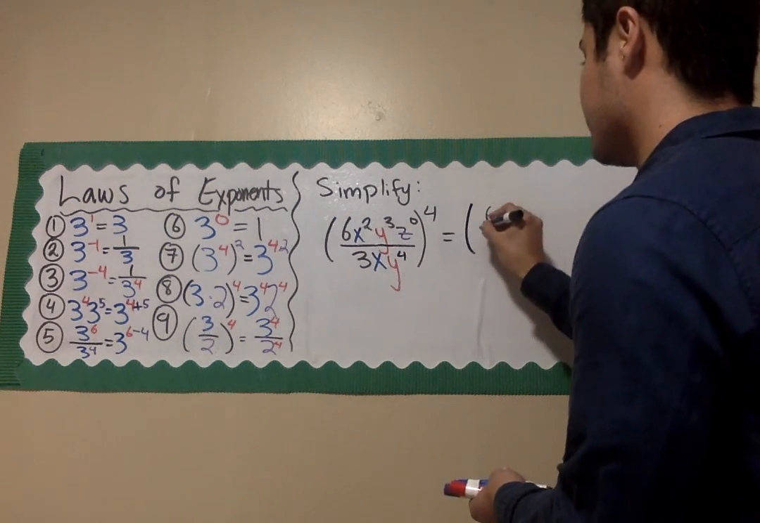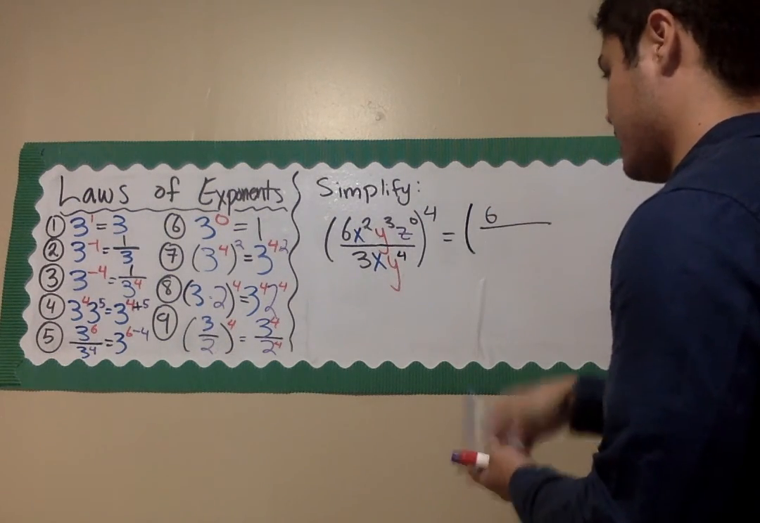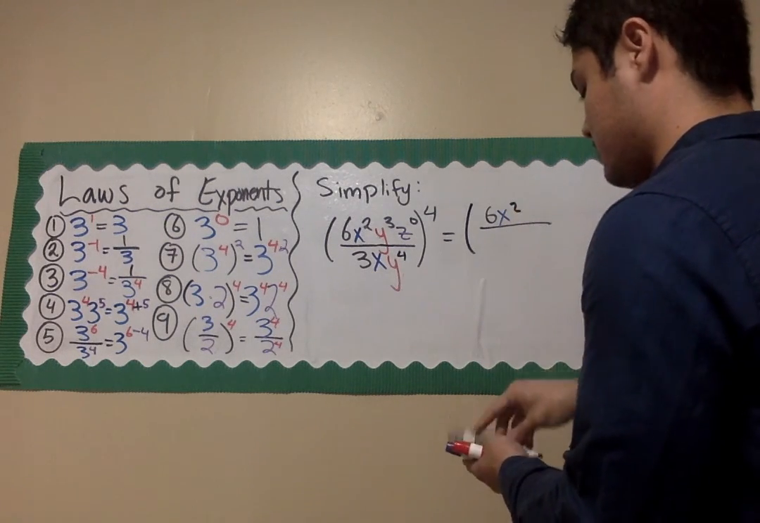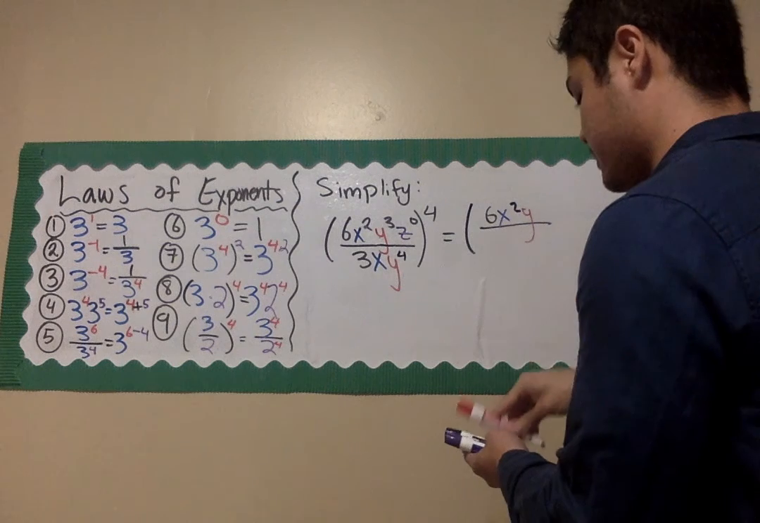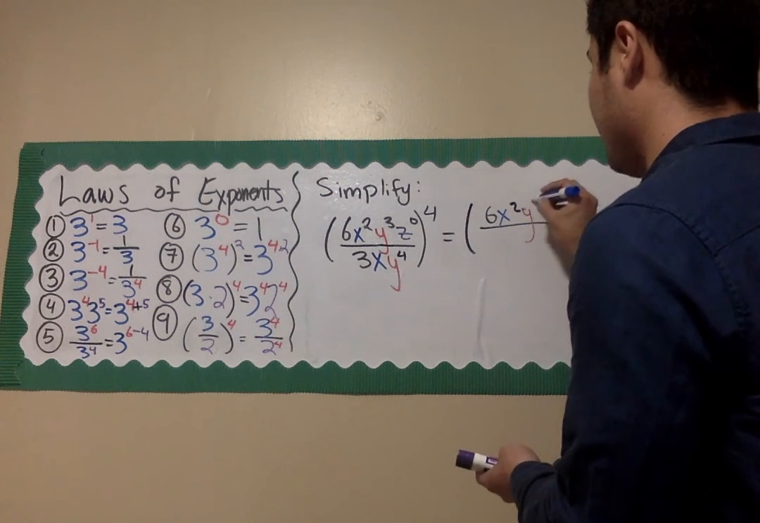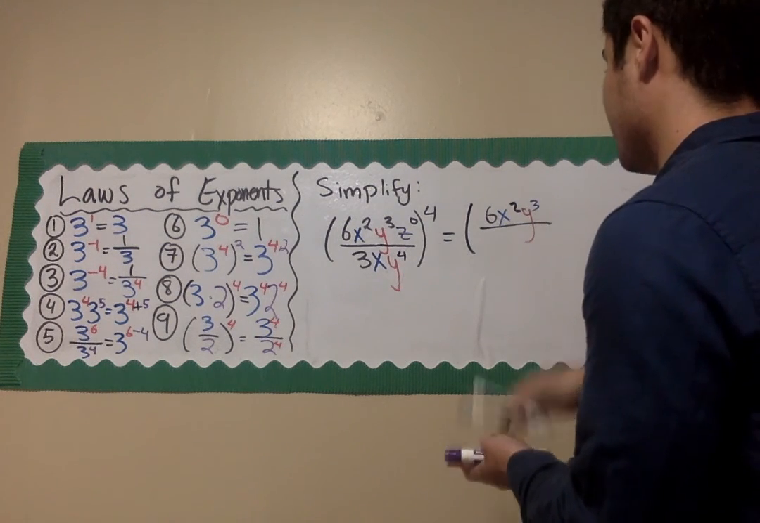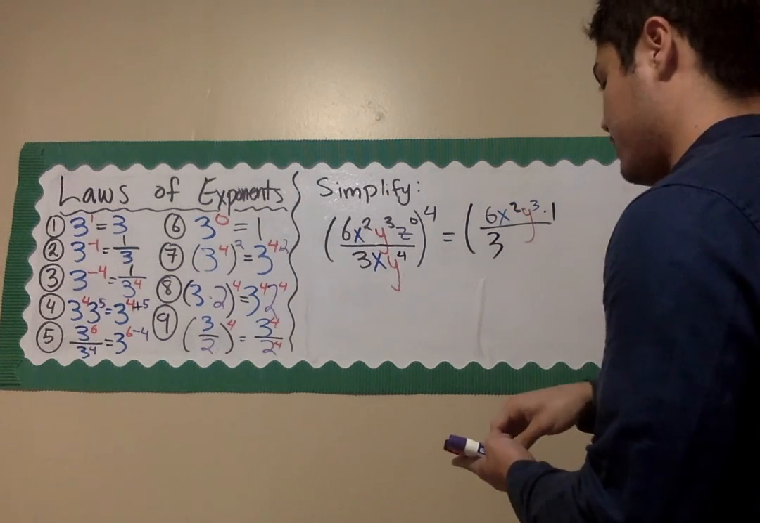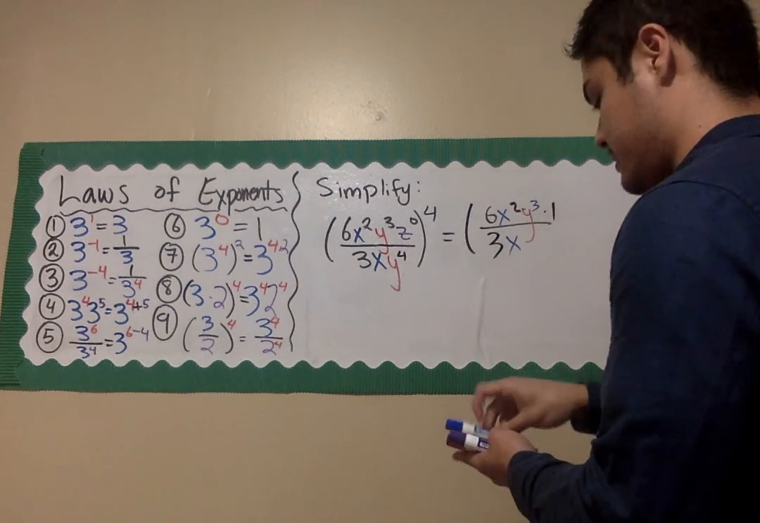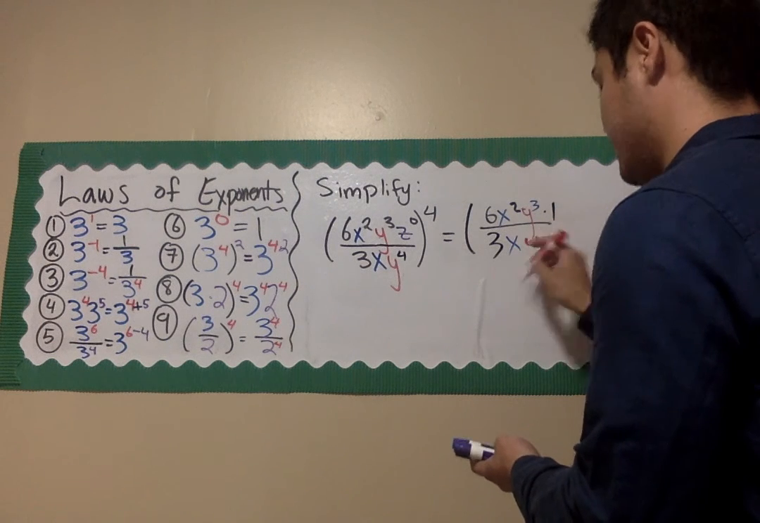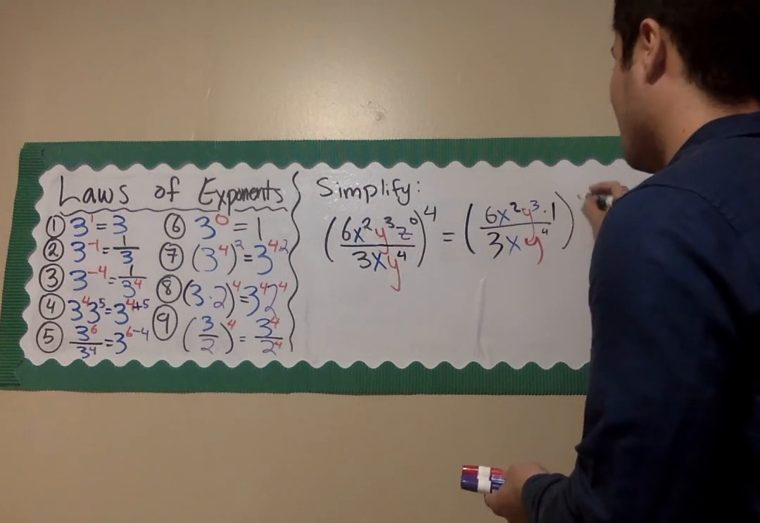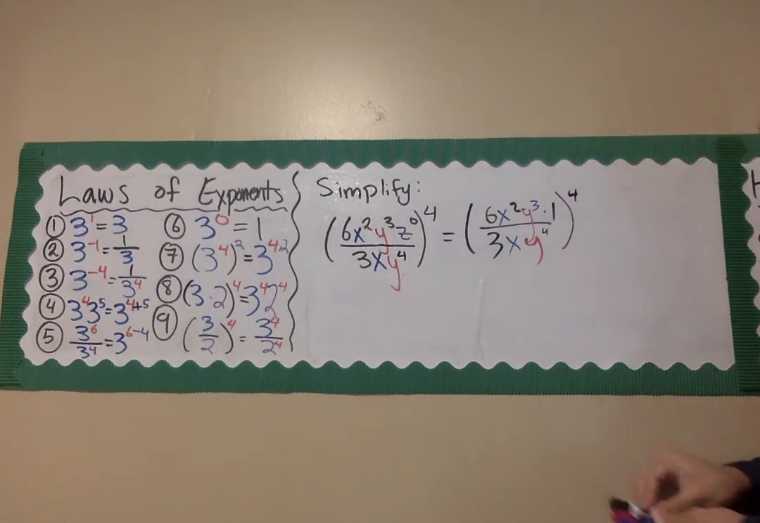So it's 6 times x squared times y cubed, and z to the power of 0 just becomes times 1, over 3 times x times y to the power of 4, all to the power of 4.